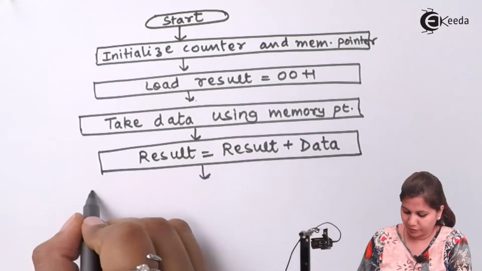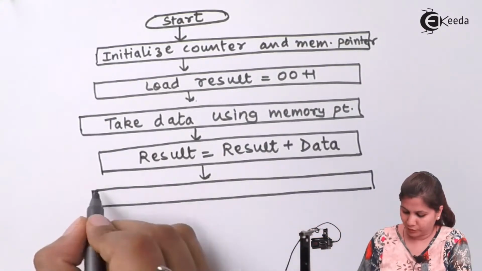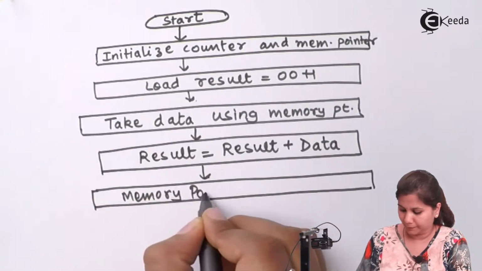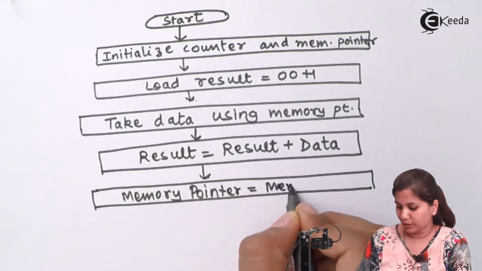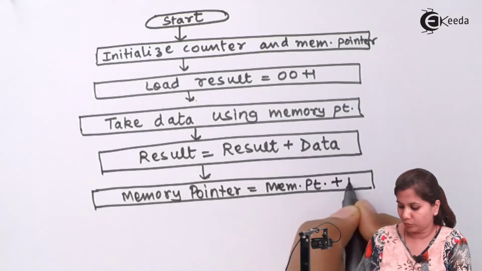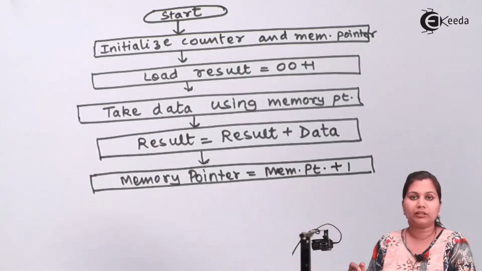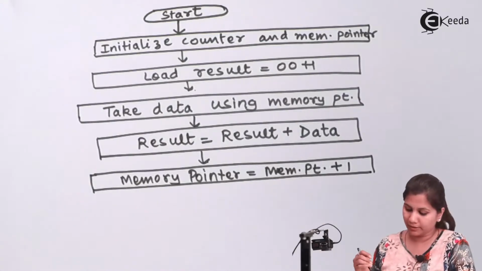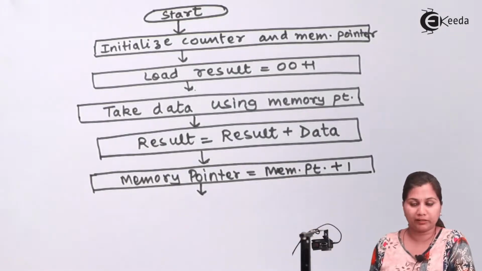Then we will check. We are going to increment the memory pointer. So how we will increment? Memory pointer will be equal to memory pointer plus 1. So after increasing the memory pointer, then we will decrement the counter because one number is already added. Now remaining numbers are the 8 numbers. So in this way, after every addition, we are going to decrement the counter.